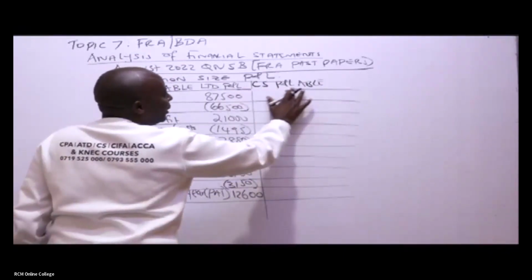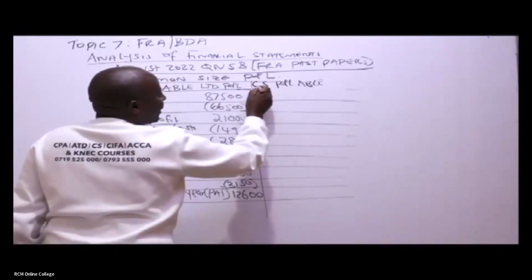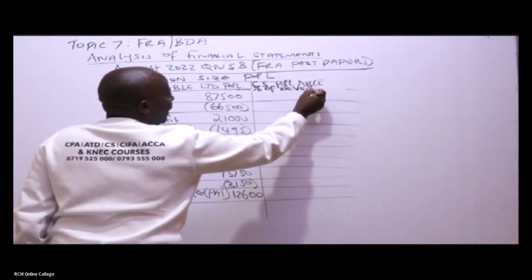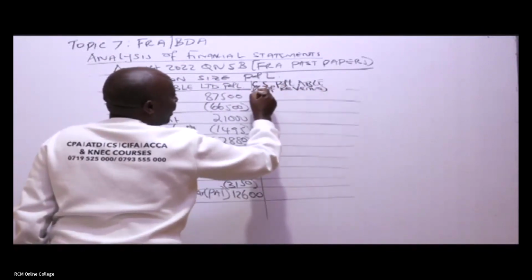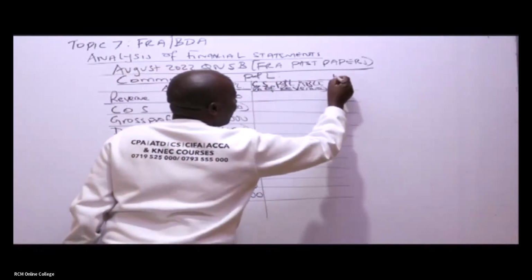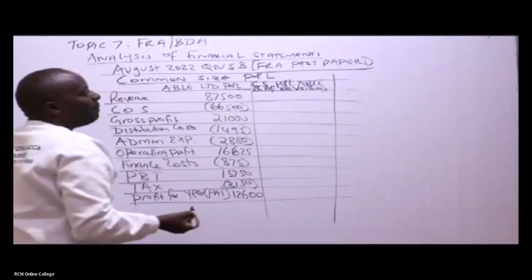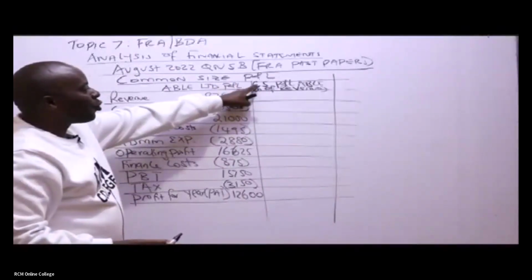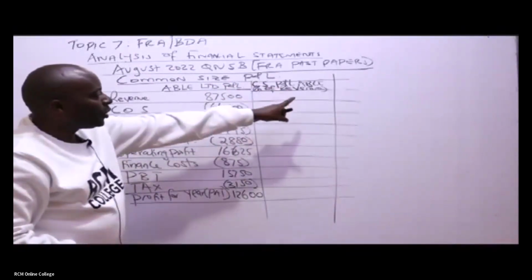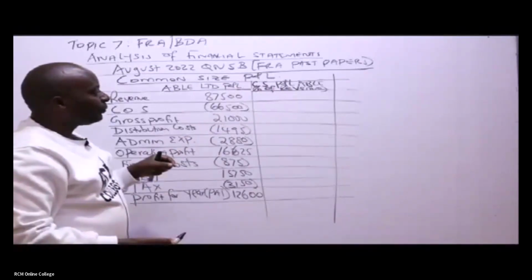So remember that this will be a percentage of revenue. Everything is to be given as a percentage of revenue. So let's first of all finish for Able. CS stands for common size, common size profit and loss for Able.